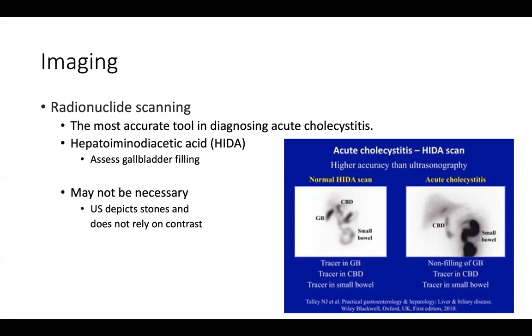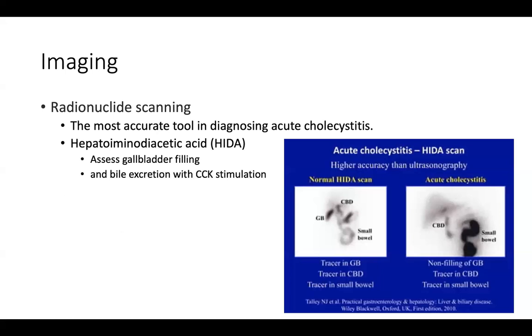Ultrasound has proven its usefulness in depicting gallstones. It does not rely on contrast and therefore may be safer. In addition to assessing gallbladder filling, bile excretion can be assessed in response to cholecystokinin, and this is helpful in diagnosing biliary dyskinesia as discussed.